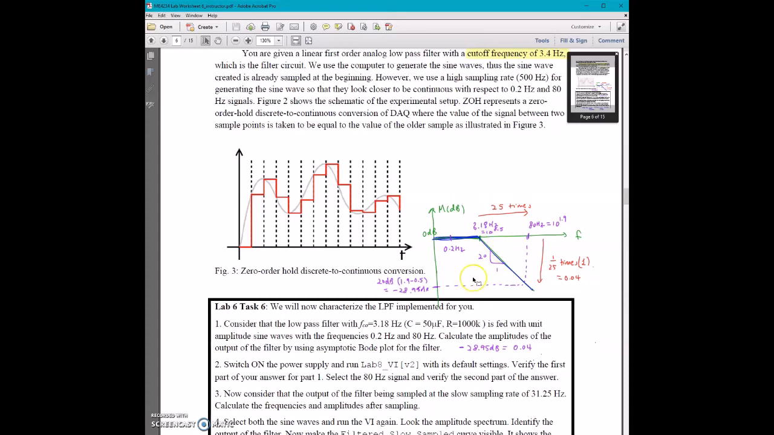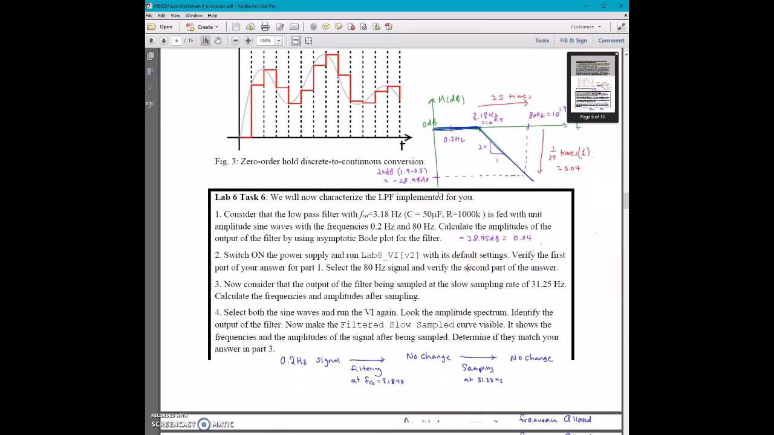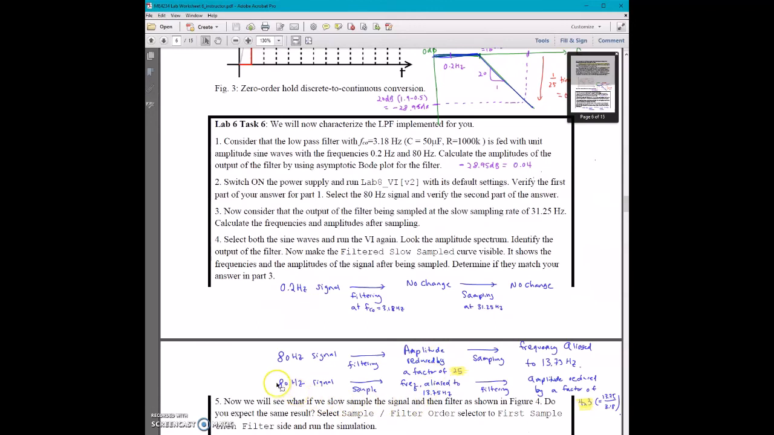The amplitude was already reduced, and this is a component that you don't want. You don't need an accurate measurement of its frequency for noise that you don't want. But what if you made a mistake? What if you digitize the signal first, the 0.2 hertz and the 80 hertz signal? The 0.2 hertz signal, nothing happens, after filtering or sampling. But the 80 hertz noise, if you sample first, the frequency gets aliased to 13.75 hertz. No good.